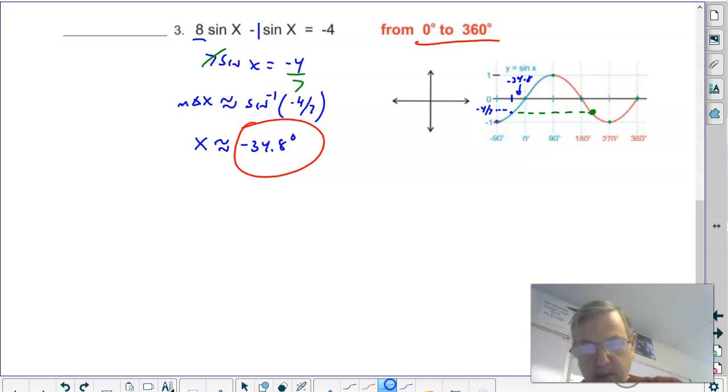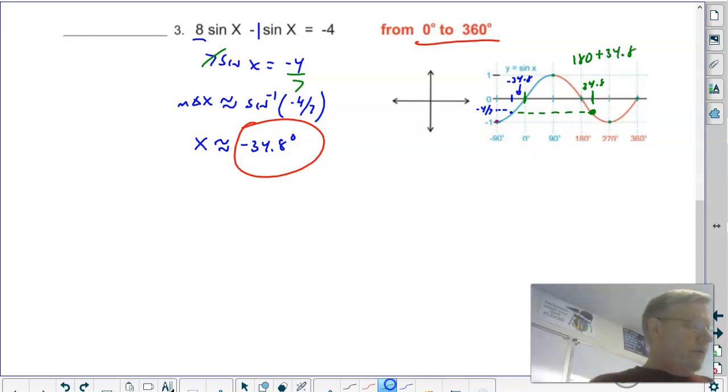Okay. So be careful now that we understand where the 34.8 is. So between that point and that point is 34.8. So this is going to be 180 plus 34.8. Punch that in and you get 214.8, and that's why one of the values was 214.8. How about the other value?